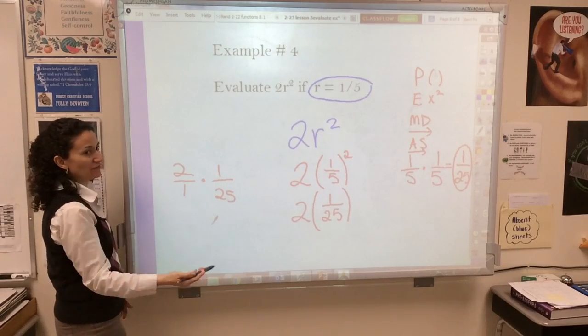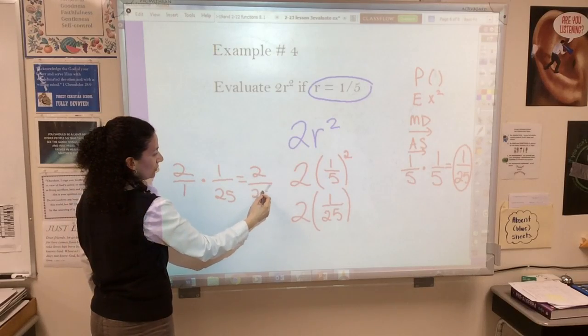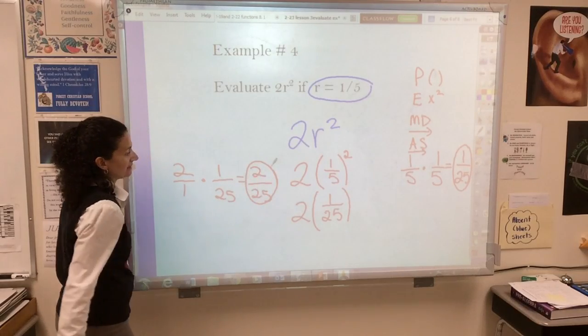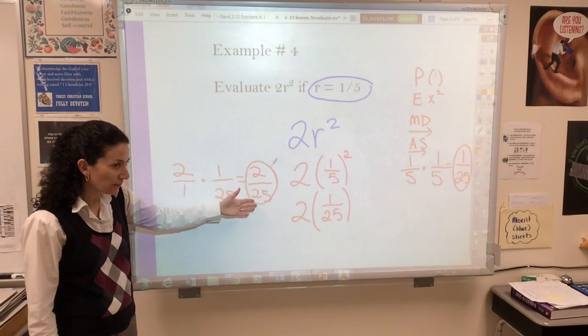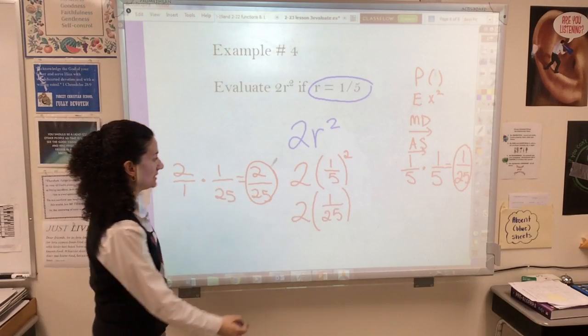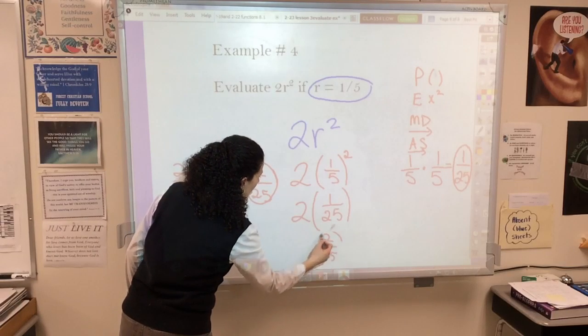Try to cross simplify if you can. I can't in this case, so I'm going to get 2 over 25. And that is the answer. I can't simplify that anymore. It's a proper fraction, so I don't have to do any division. So my final answer is 2/25.